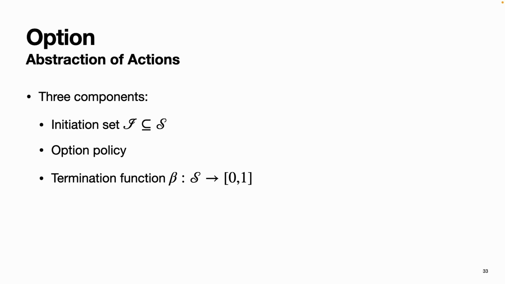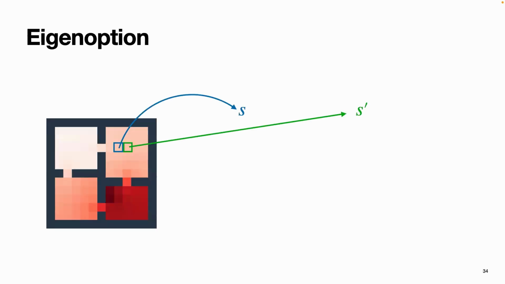The initiation set is just a set of states where you can start the option. And the termination function tells you the probability of terminating the option at every single state. So just the option policy and where to start and where to end. An eigenoption is a specific class of options that are derived from the eigenvector of some representation. So here we have the eigenvector of the successor representation, and we can use this to compute an eigenoption, and I'm now going to show you how.